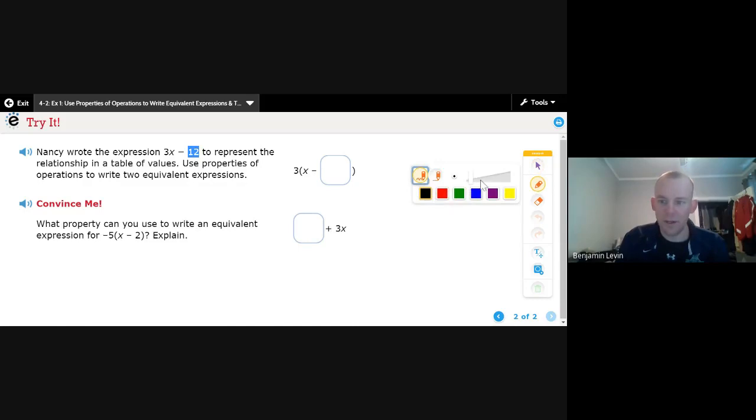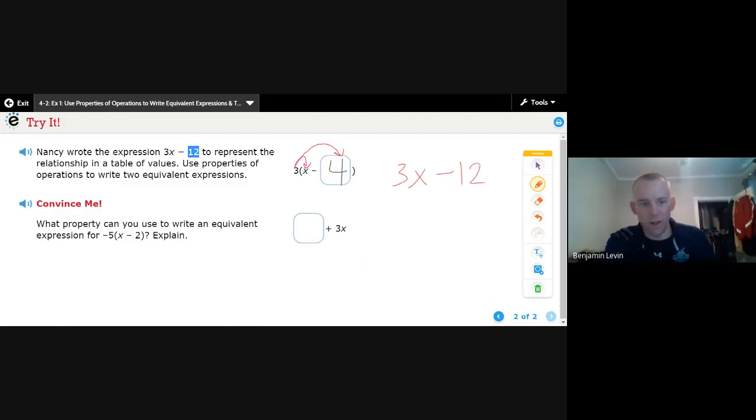Well, 12 divided by 3 is 4, right? 4 times 3 is 12. So this is going to be a 4, right? So let's see if this works. Let's distribute. 3 times x is 3x. 3 times 4 is 12. And we keep our sign, right? So it works, right? That's what we have here, and that's what we have here. So we're good. All right.